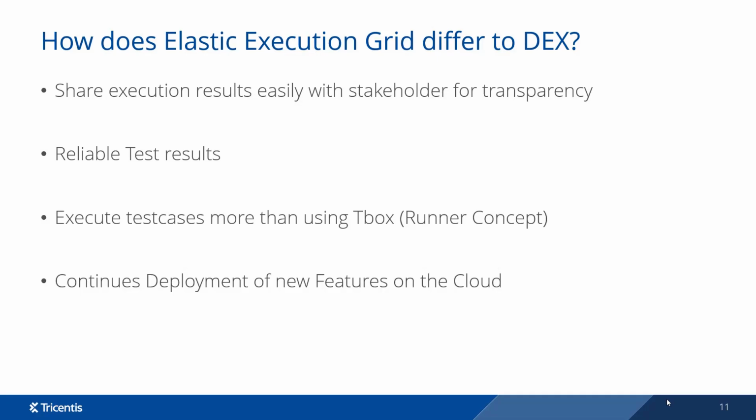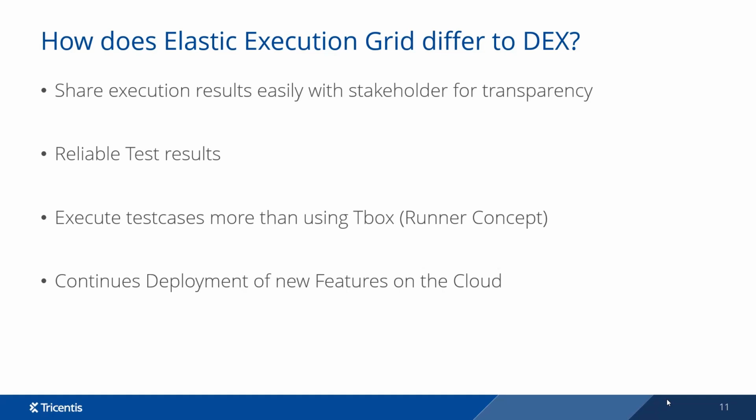I would like to answer a couple of questions. One of them will be, what is the difference between DAX and Elastic Execution Grid? Well, it is actually hard to answer that question in only one sentence or maybe a couple of points. But I have tried to still find a couple of bullet points to show the differences. So the execution result sharing is easier with Elastic Execution Grid. The tests are more reliable.